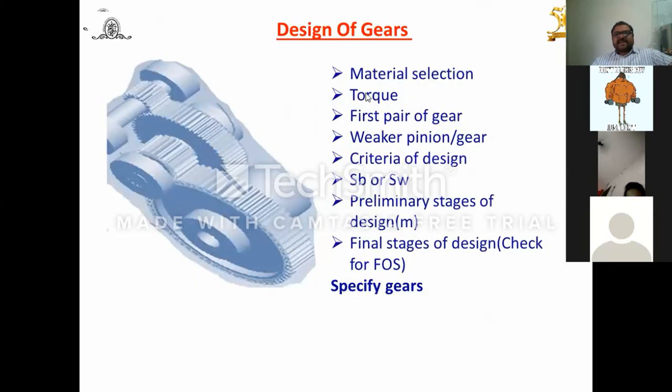Now let us see. Design of gear means material selection, maximum torque, first pair calculation. You have to decide the weaker of the pinion and gear. Then criteria of design means SB and SW, whichever is the lower value you can use in the design.